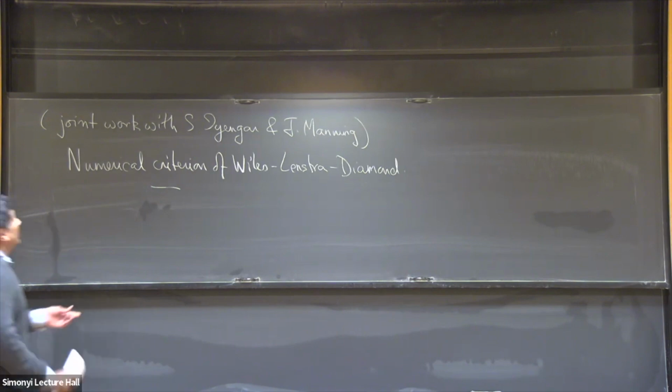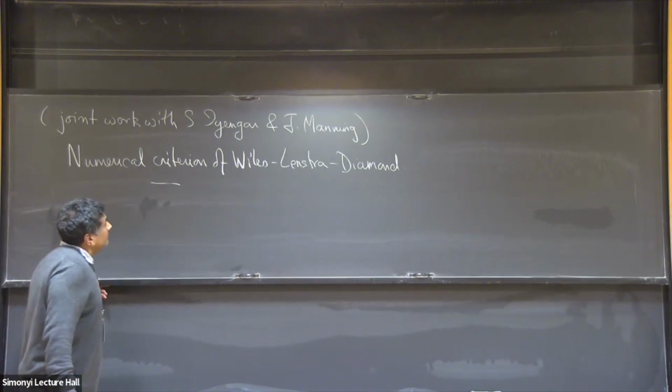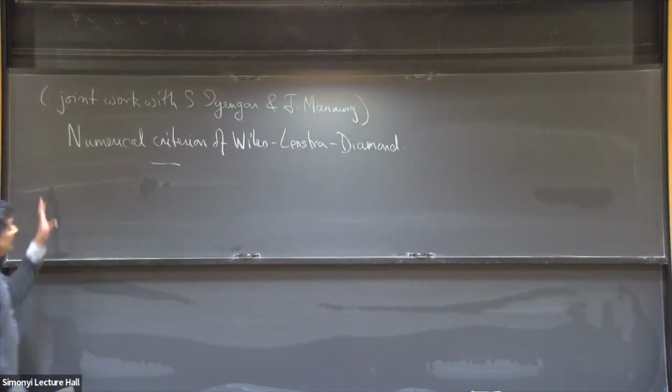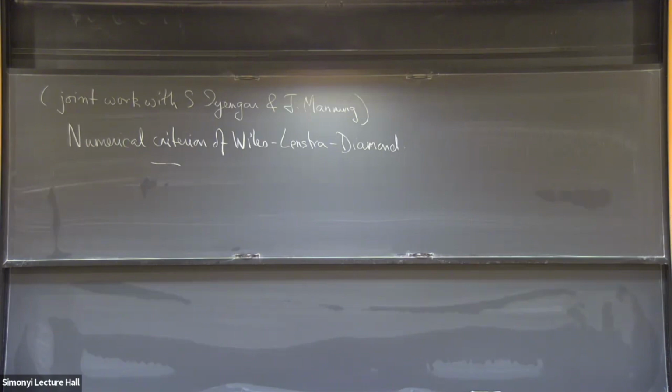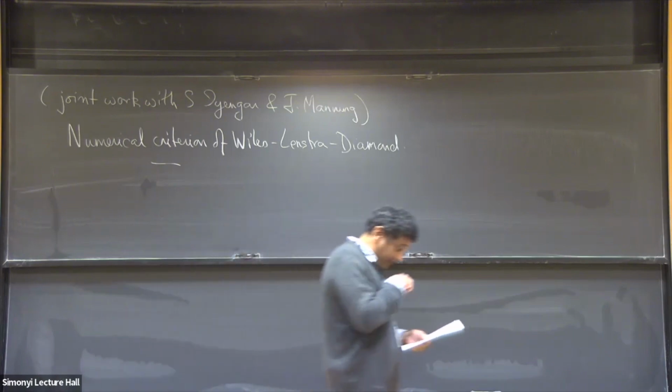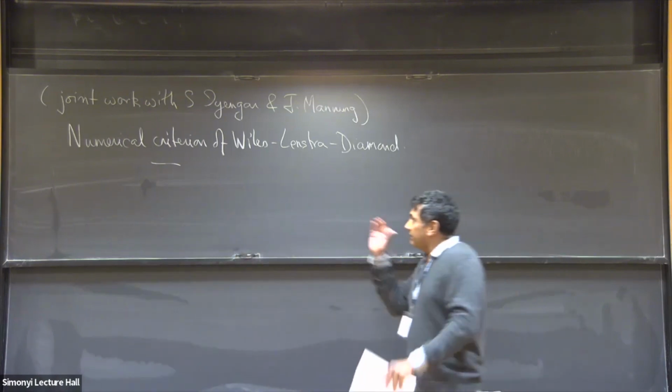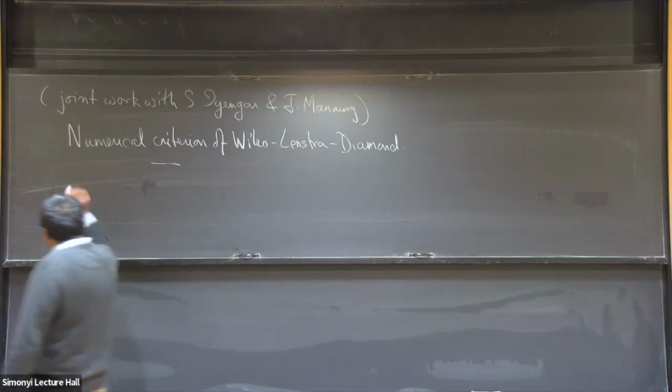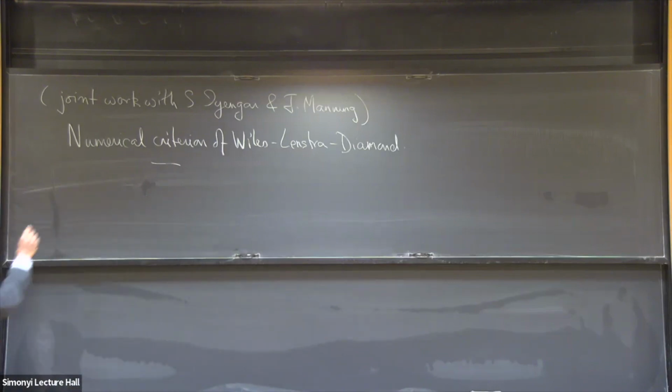All right. So in some sense, we've been pursuing this for many years. This particular work is with Shrikant and Jeff, but earlier I've collaborated with Gebhard Böckle and Sylvain Brochard. So this is an ongoing work in which we were trying to understand Wiles' numerical criterion. So first, let me begin at the beginning and go back to 1994-95 when Andrew Wiles proved Fermat's Last Theorem.